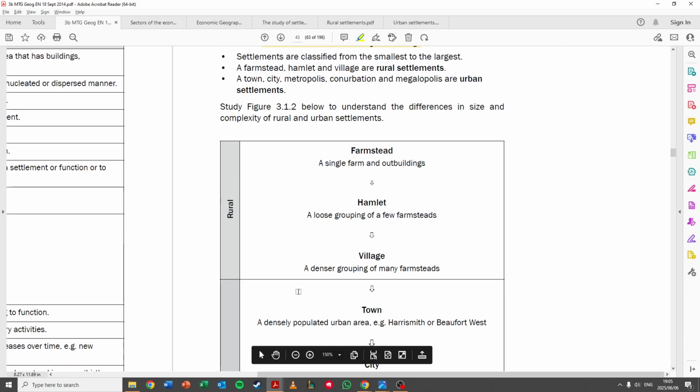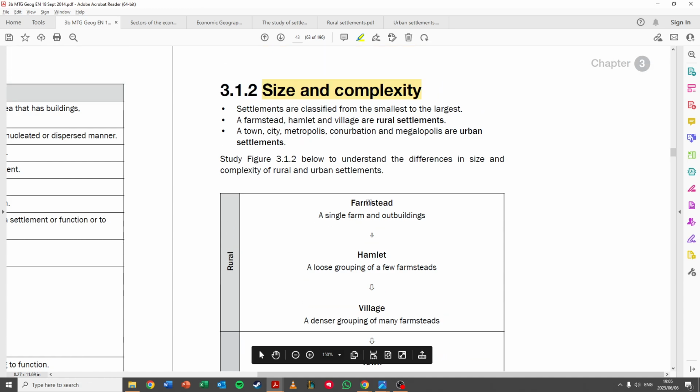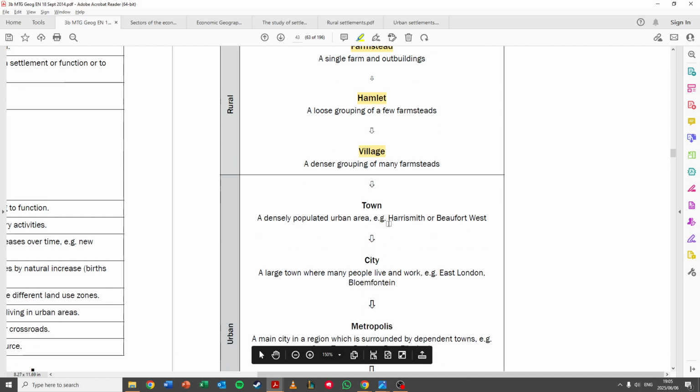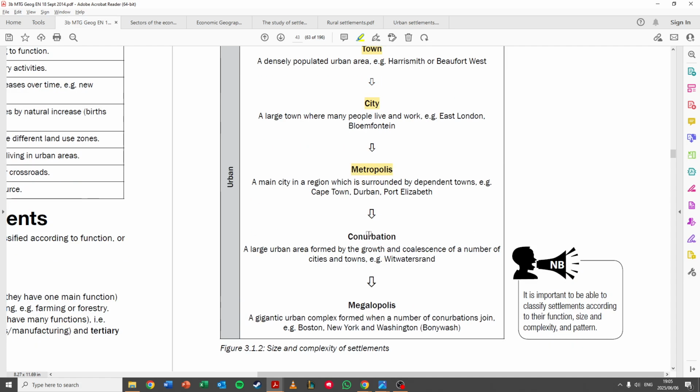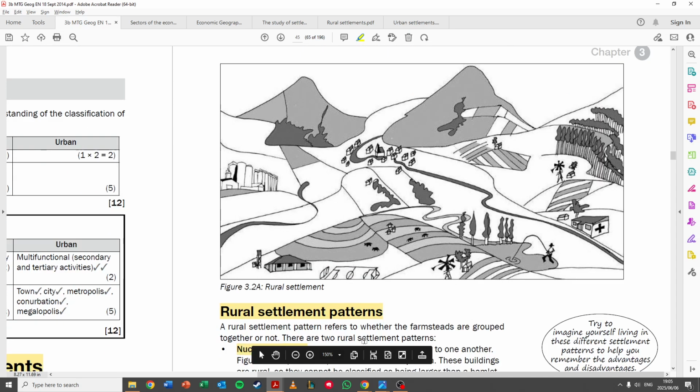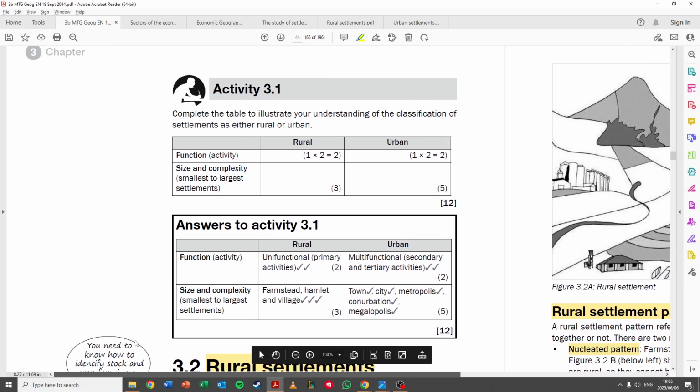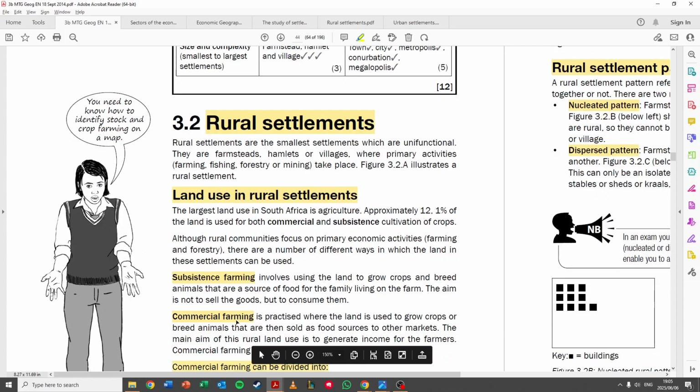But this is really your memorizing work. Your smallest type of settlement is a farmstead, then a hamlet, then a village. These are the only rural ones. Then you have a town, then a city, then a conurbation, and then a metropolis. These are the only ones that you need to know. And once again, it's parrot work, so make sure you basically memorize it.